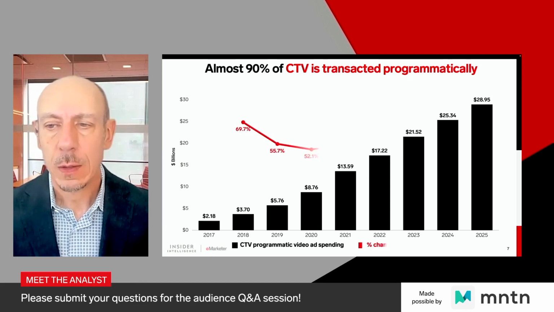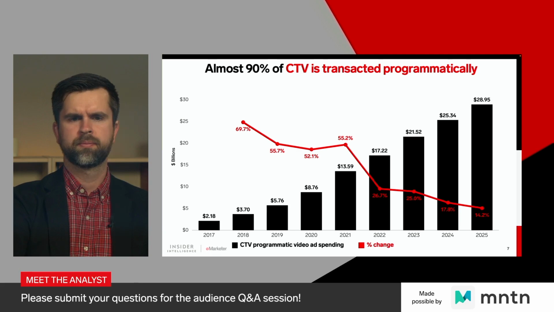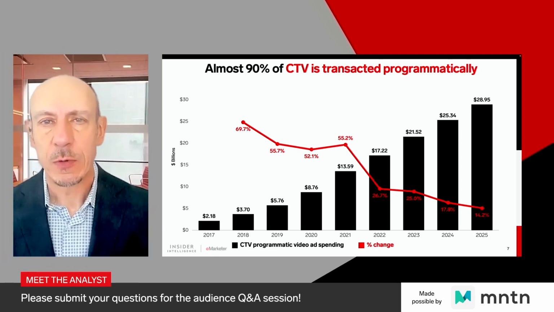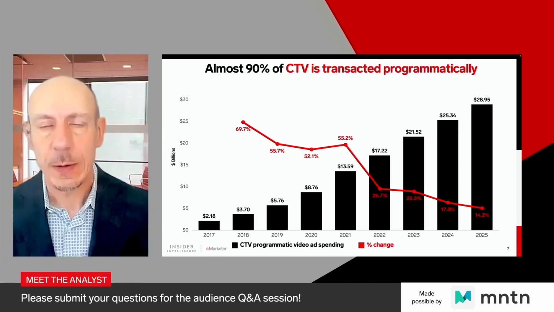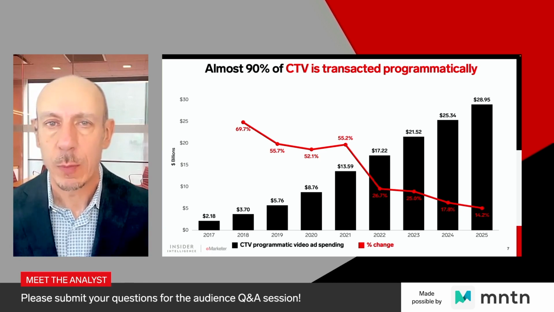Hey, Paul, about CTV's programmatic influence, how much of that is coming from YouTube? Yeah, that's a good question. I don't have an exact percentage, but it's somewhere around 40%. And obviously, YouTube is predominantly or totally programmatic.